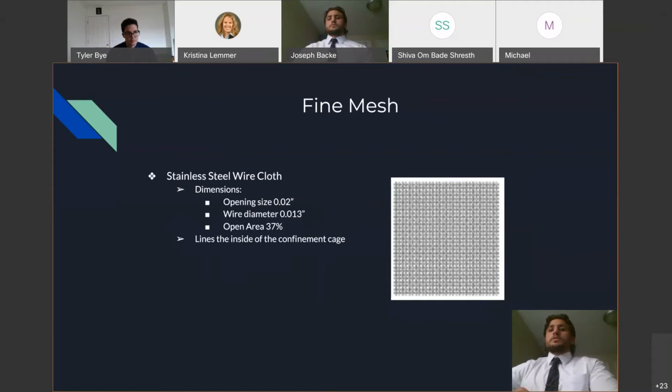The mesh is cut to specification to cover the entire inside of the confinement cage. The only separations between the fine meshes are where ring 1 and ring 2 meet, where the insulation is, and where ring 2 and the beam dump meet, also where insulation is.